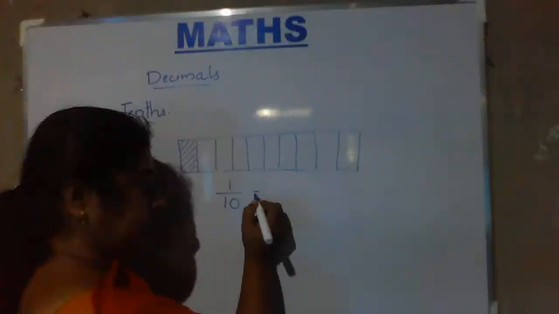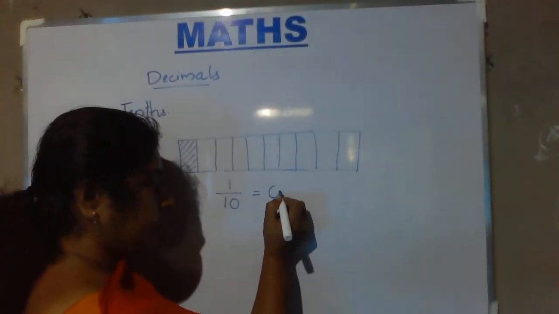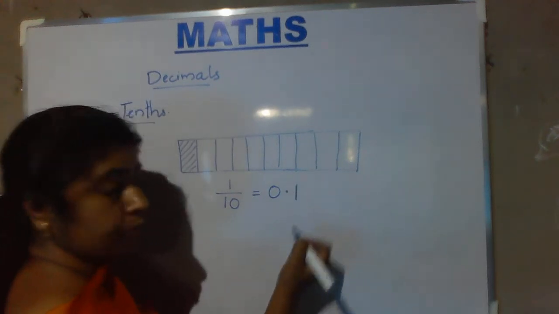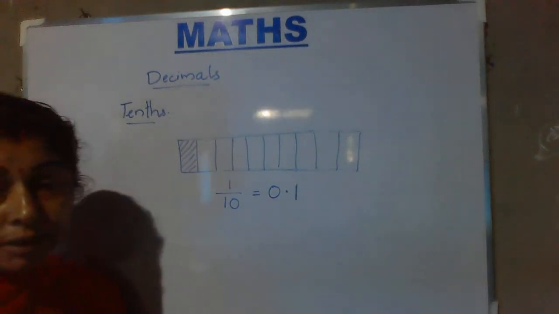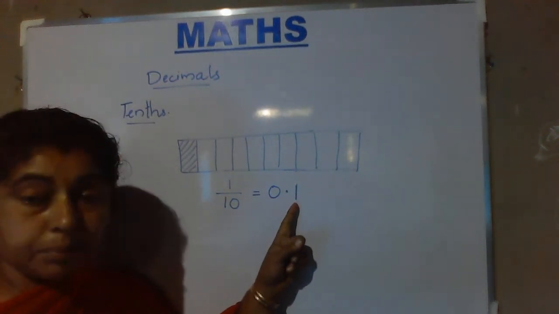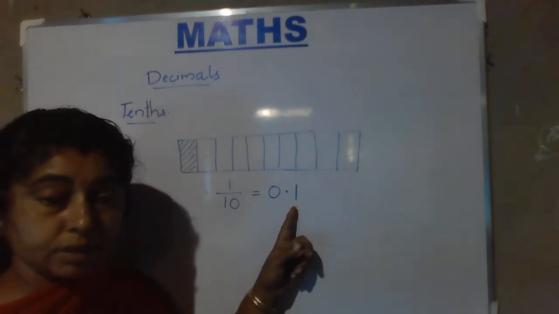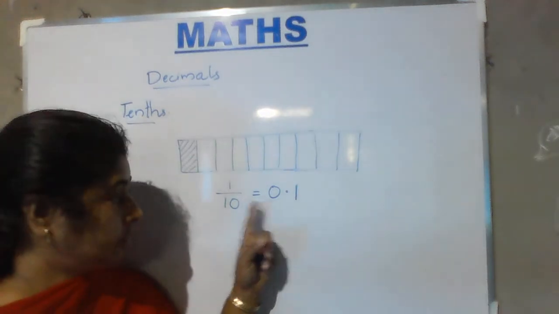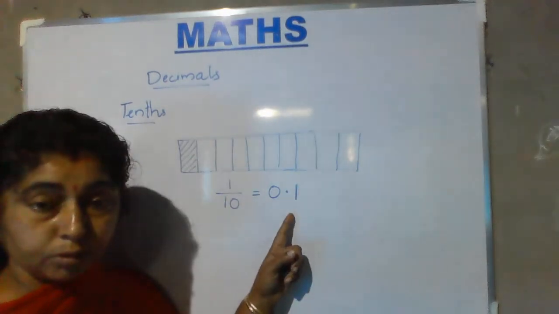We can express this in the decimal form 0.1. This is tenth place. In the place value chart, this one is in tenth place. We can express 1/10 as 0.1.